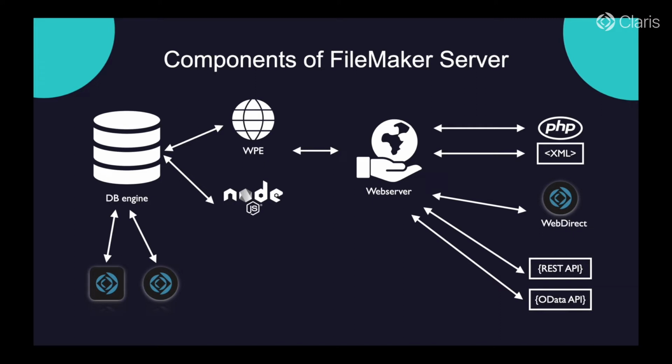Then we have basically two components that take care of web serving. The first is the web publishing engine, which was invented for FileMaker 6, if I recall correctly. In FileMaker 12, it saw a massive update when WebDirect was invented. It is responsible for serving the PHP API and the XML API, which is now deprecated. You can still get them to work on Windows and Mac, but they are not available on Linux. However, WebDirect is also using the web publishing engine.